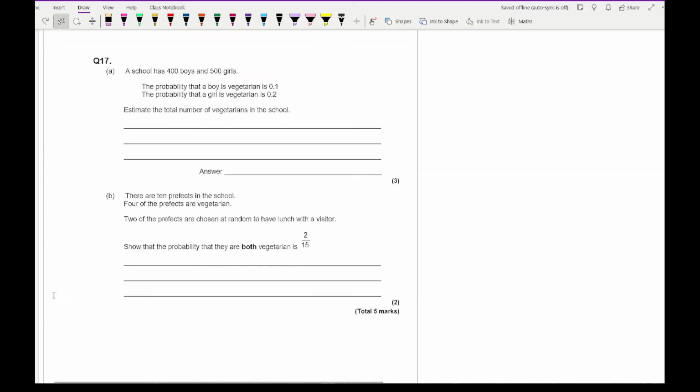And then moving over to question 17, it says that a school has 400 boys and 500 girls. The probability a boy is vegetarian is 0.1. Probability that a girl is vegetarian is 0.2. Estimate the total number of vegetarians. Well, from the boys, that's going to be 400 times 0.1, which is 10%, so that's 40. And then for the girls, it's going to be 500 times 0.2, which is 20% of 500, which is 100. So add up those two numbers and we get 140.